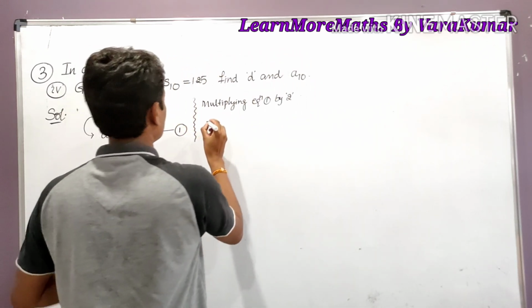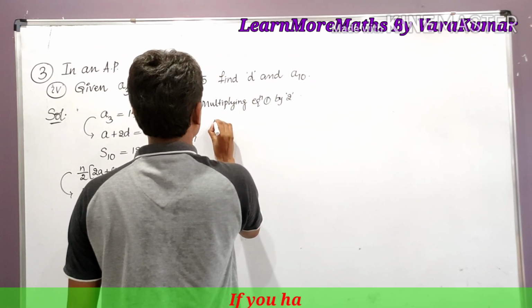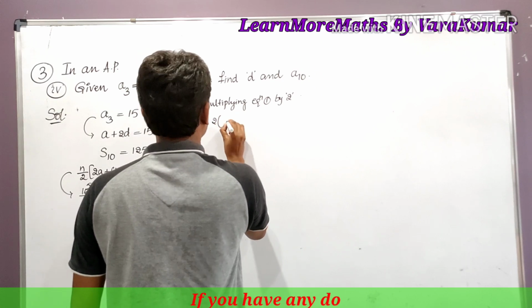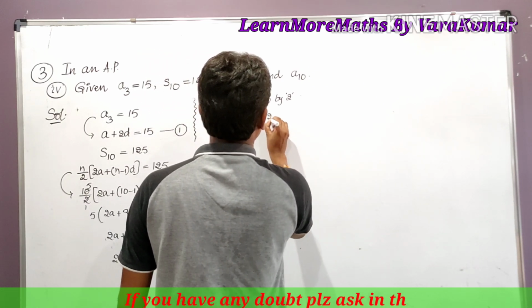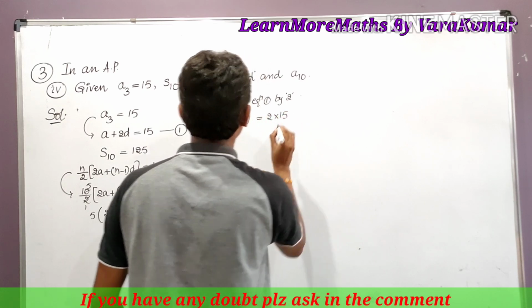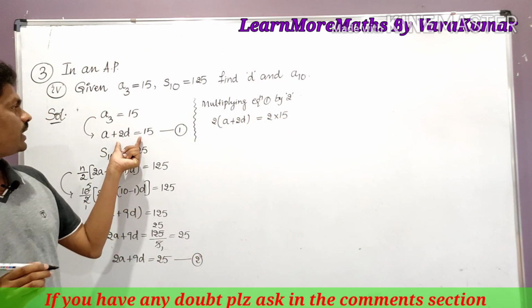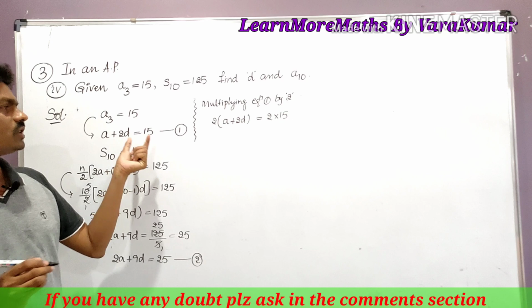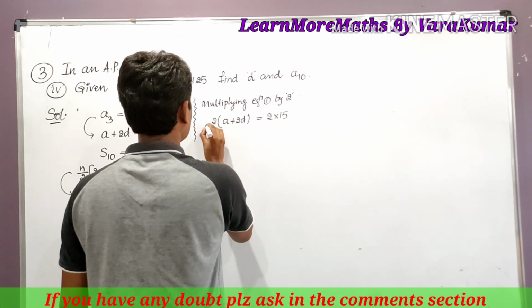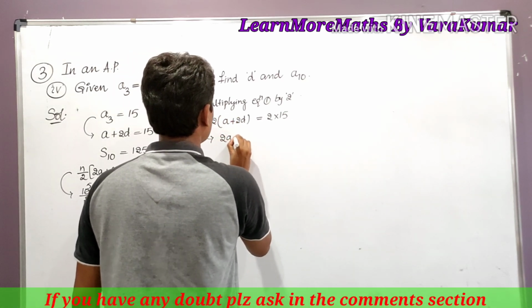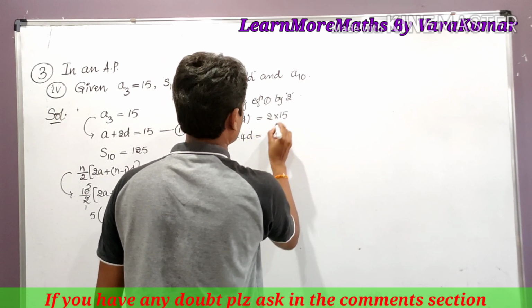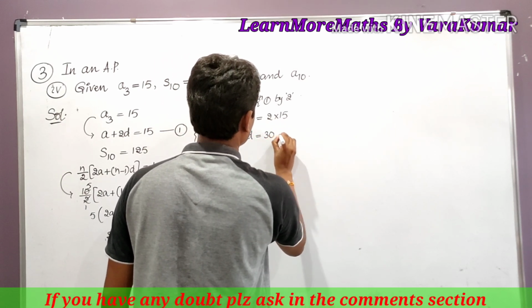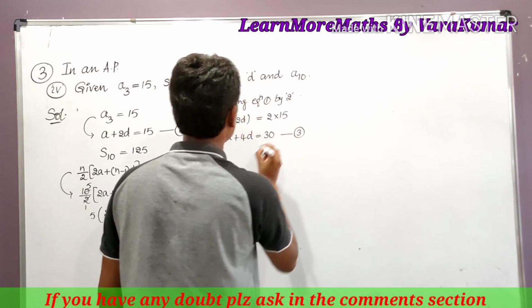So what is equation 1, student? A plus 2d is equal to 15, and on the left hand side 2 into a plus 2d is equal to, on the right hand side, 2 into 15. Just I have multiplied equation 1 by 2 on both sides. So 2 into a is 2a plus 2 into 2d is 4d is equal to 2 into 15 is 30. Let it be equation number 3.